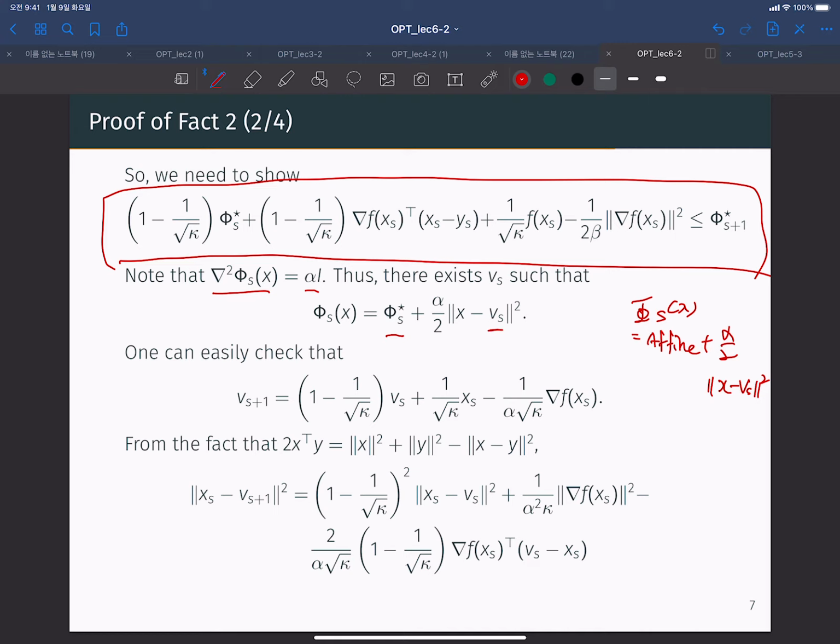Okay, so here this v_s and this v_s are not the same, so I will use different notation here. Sorry for the confusing notations. But from now I will use the v_s notation to denote the minimum point of function pi_s. One can easily show that v_{s+1} is equal to this, from the definition of v_s and pi_{s+1}. This is very trivial. So this is the detailed proof.